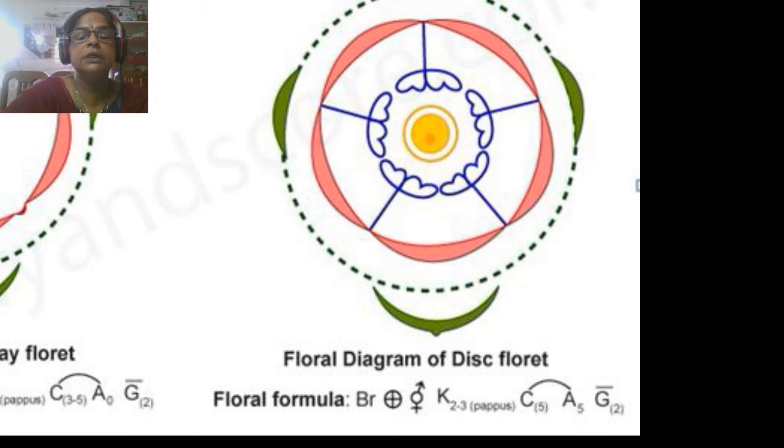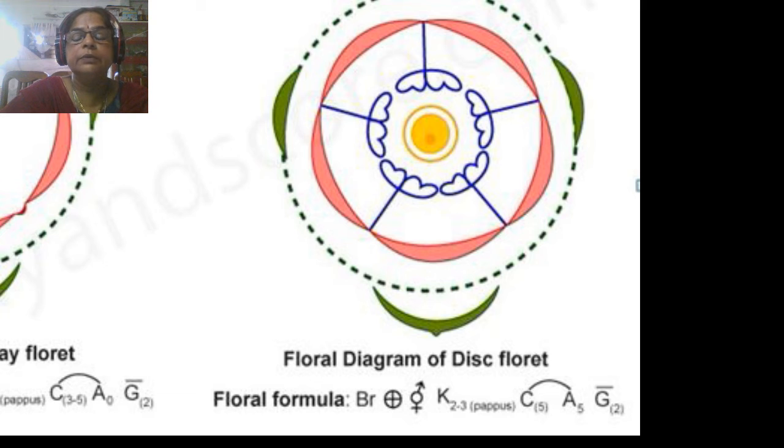In disc floret, you will find the floret is bracteate, actinomorphic, bisexual, calyx in the form of pappus, corolla 5 petals, all united, that is gamopetalous. Androecium 5 stamens, showing syngenesious condition. Corolla and stamens both are united, showing the epipetalous condition.